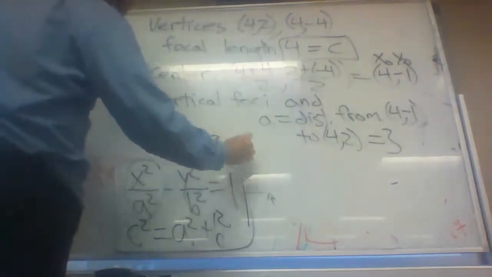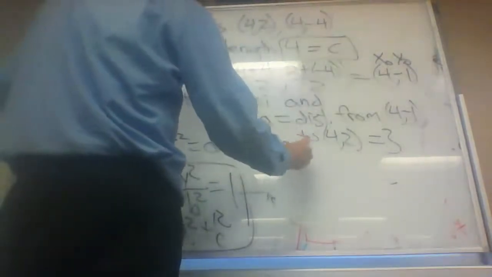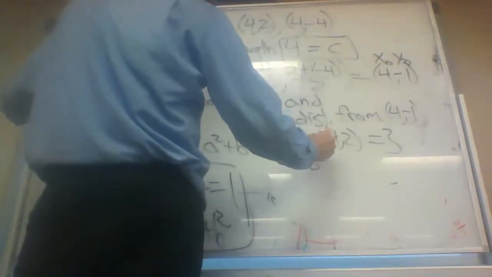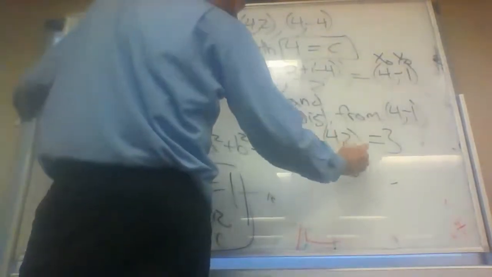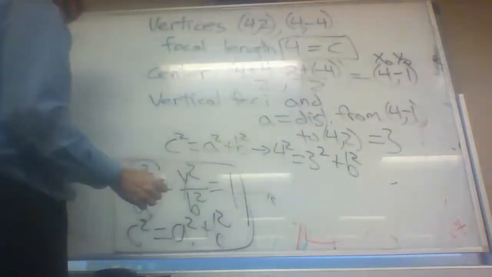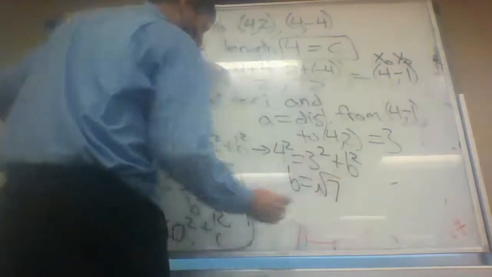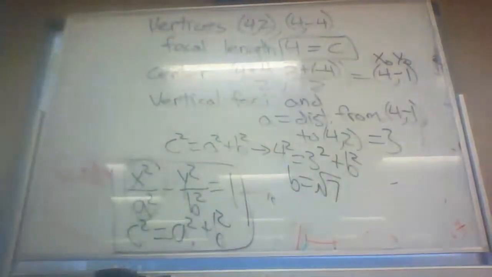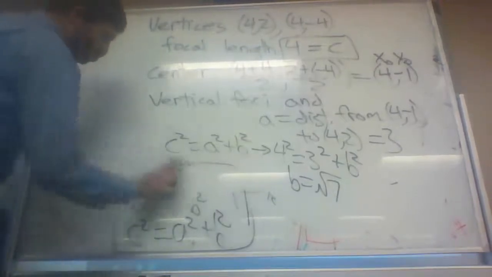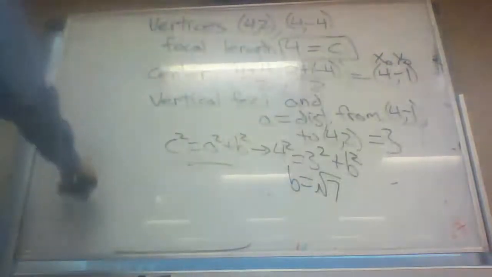Now what do I write to get b? Puts you to sleep, huh? Pythagorean theorem, right? For the hyperbola, it's just c squared equals a squared plus b squared. So I infer that 4 squared equals 3 squared, that's a squared, plus b squared. So let's see, 4 squared minus 3 squared is 7. b must be the square root of 7.